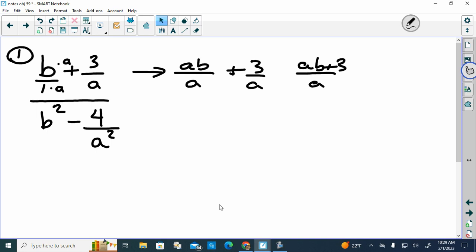We good so far? Now we're going to the bottom one to simplify that before we combine it with the top. This is over 1. What is my common denominator? A squared. So I'm going to put a squared on this one. I'm going to go ahead and write it out. A squared on this one.